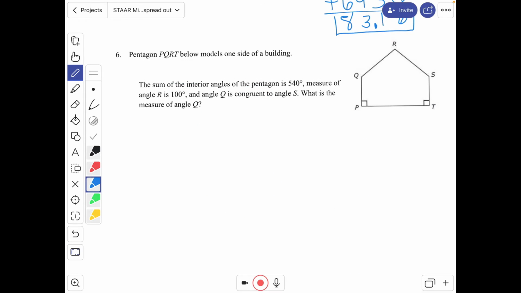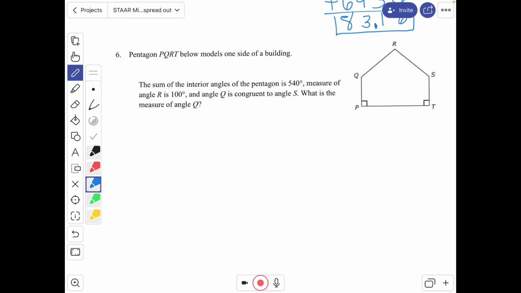Number 6. Pentagon PQRT below models one side of a building. The sum of the interior angles of the pentagon is 540 degrees. Measure of angle R is 100 degrees, and angle Q is congruent to angle S. What is the measure of angle Q?